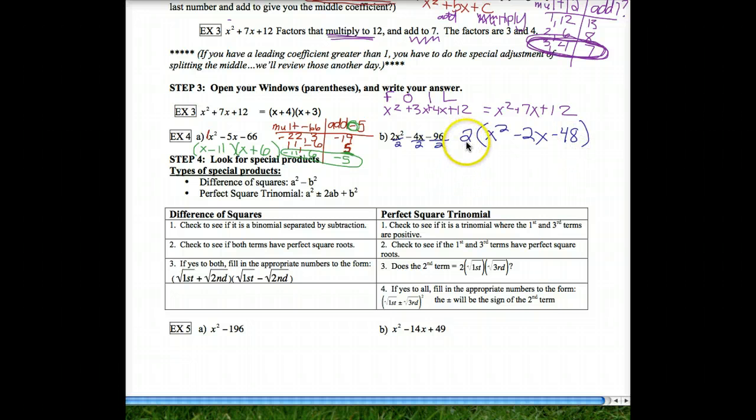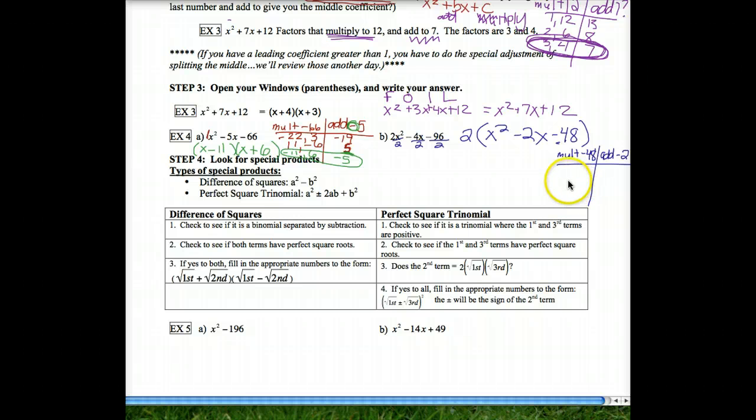So now that I've taken out the GCF, I go on to my next step, which is the factors that add game. The 2 is out front. You don't go back to the original. You're using what you have here in the next step. So I'm looking for what multiplies to negative 48, because that's the last term here, and adds to negative 2.